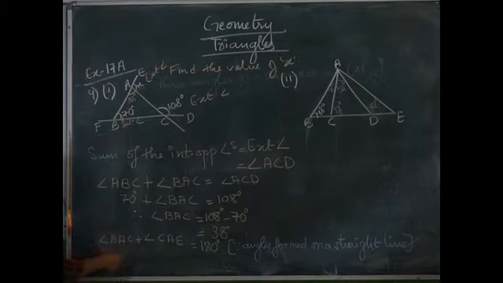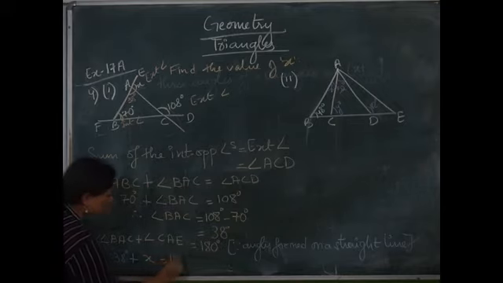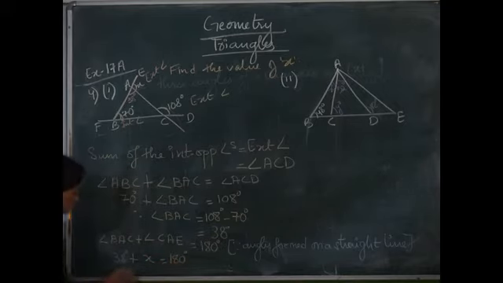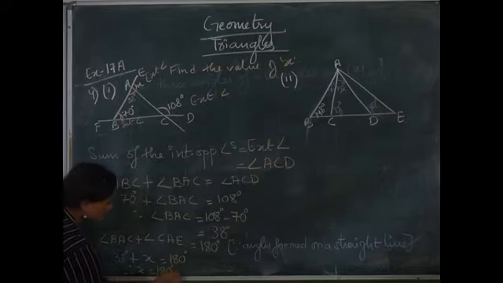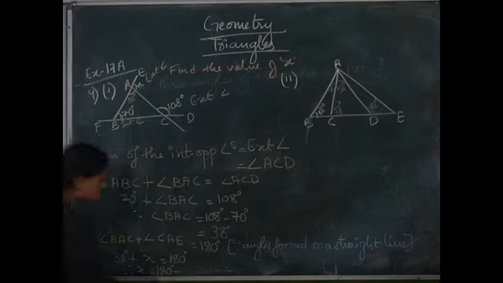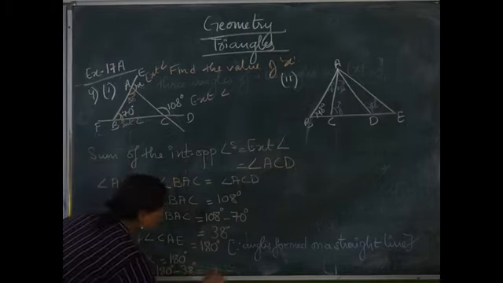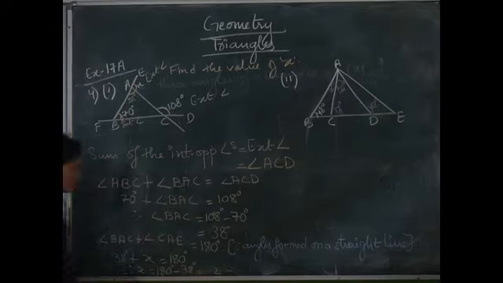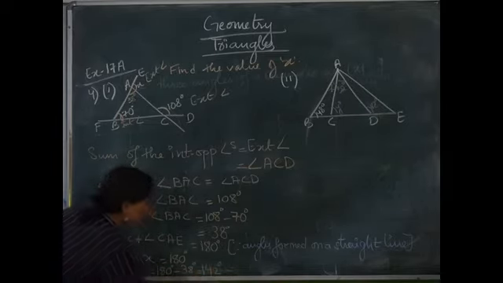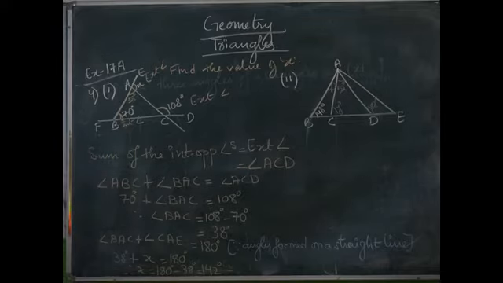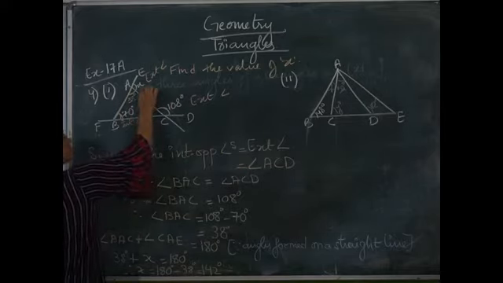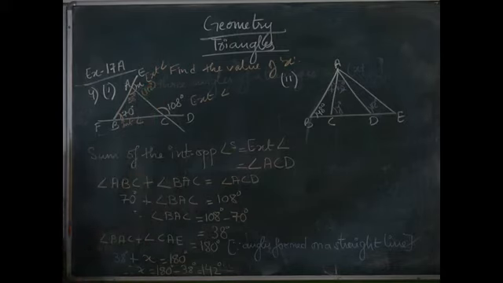Now angle BAC is your 38 degree, angle CAE is your x, the sum is 180. Therefore from here x would be equal to 180 minus 38, which is your 142 degree. So we get the value of x as 142 degree.